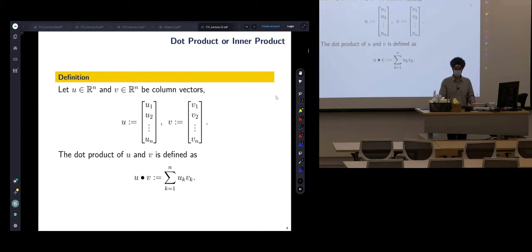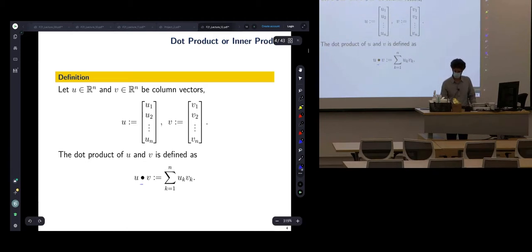So the definition of the dot product in Rn is, if we use this notation, a very big dot to differentiate it from the matrix product that sometimes we use a dot for, it is just the sum of multiplication of corresponding elements of two vectors of the same size.